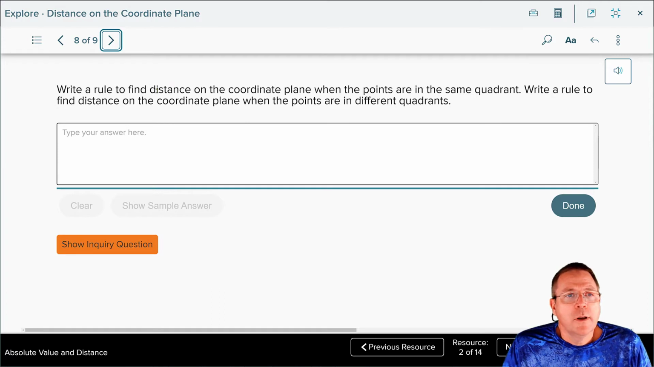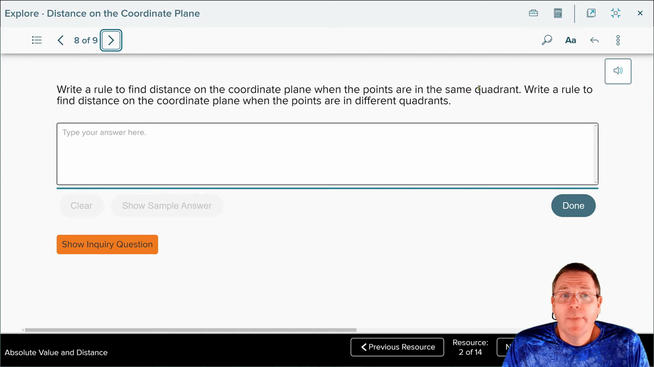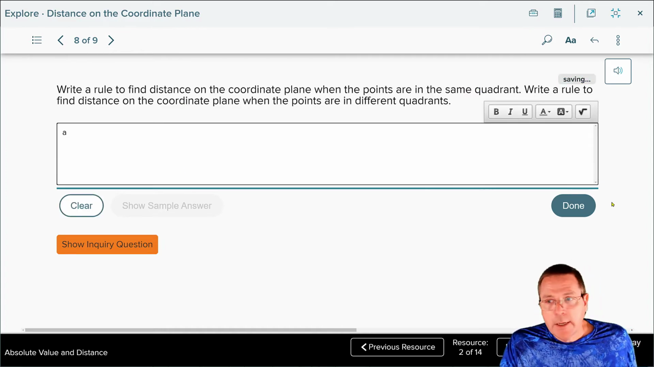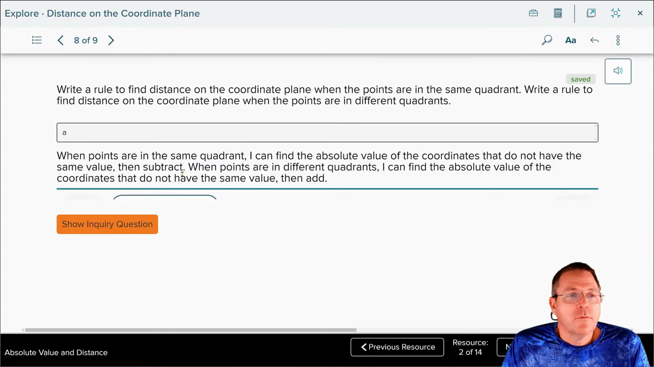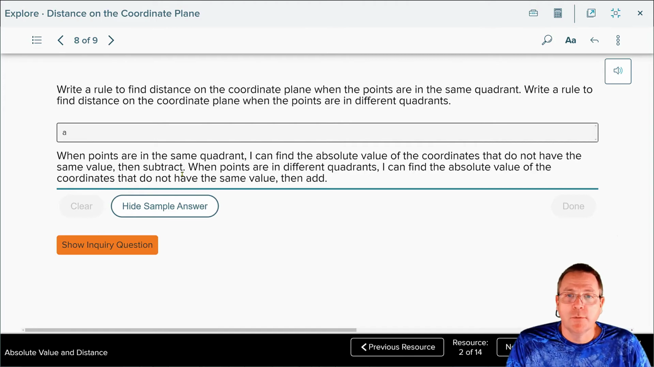Write a rule to find the distance on the coordinate plane where the points are in the same quadrant and when the points are in a different quadrant. So I'm just going to show you what they said was their answer for that one. They said when the points are in the same quadrant, I can find the absolute value of the coordinates that do not have the same value and then subtract. However, when the points are in a different quadrant, I can find the absolute value of the coordinates that do have the same value and then add, and that's exactly what I just showed you.